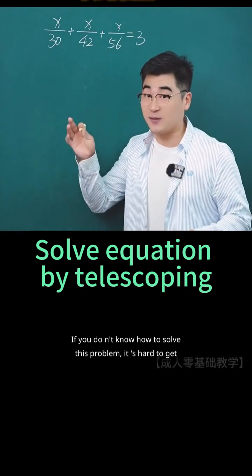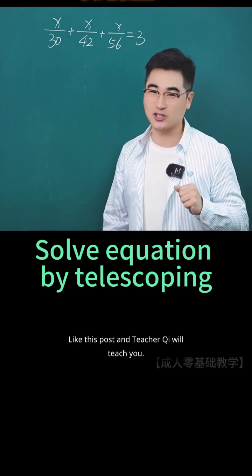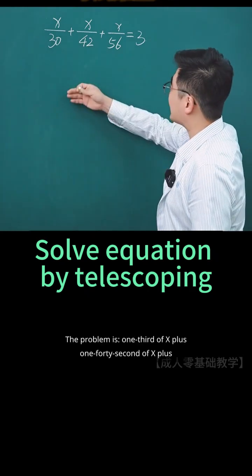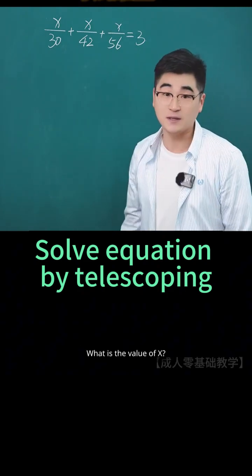If you don't know how to solve this problem, it's hard to get 90 points in the exam. Like this post, and Teacher Chi will teach you. The problem is 1/30 of x plus 1/42 of x plus 1/56 of x equals 3. What is the value of x?